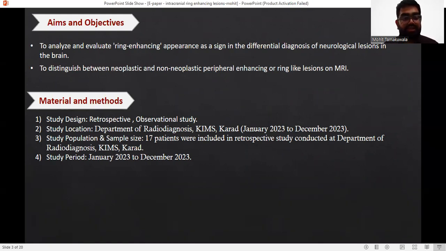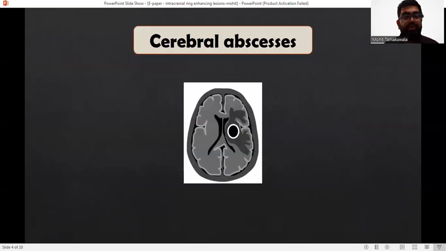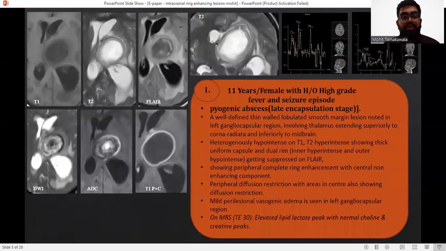Materials and method: a retrospective, observational study. Study location: Department of Radio Diagnosis, KIMS, Karad, from January 2023 through December 2023. Study population and sample size: 17 patients were included in this retrospective study. Study period: January 2023 to December 2023.